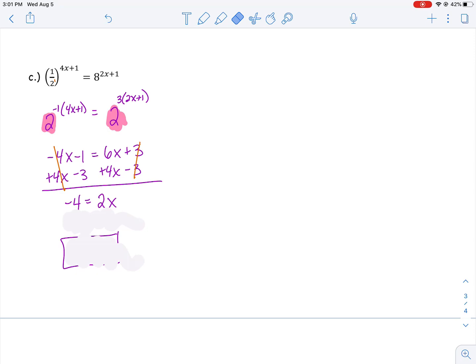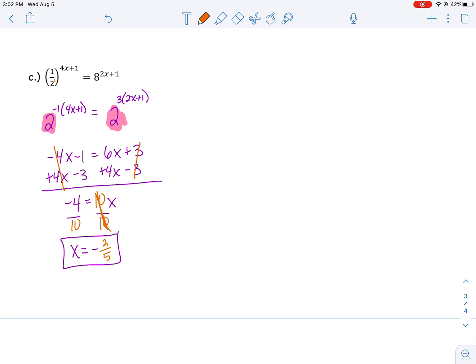did I make a mistake here? I said 2x, isn't it supposed to be 10x? So let me fix this. It's supposed to be equal to 10x. So then I can solve by dividing both sides, not by 2, but by 10. And then I can say that x equals negative 4/10. Let's reduce it and say x equals negative 2/5.